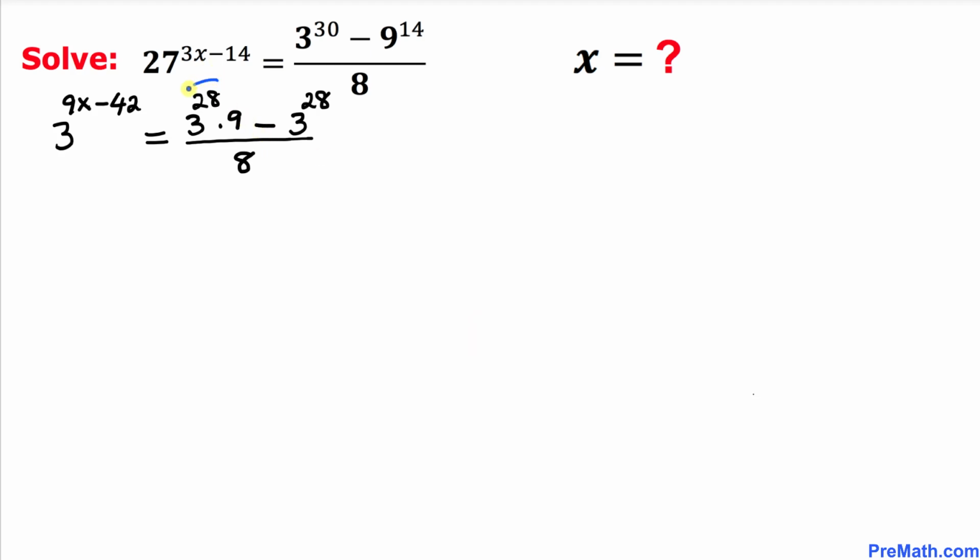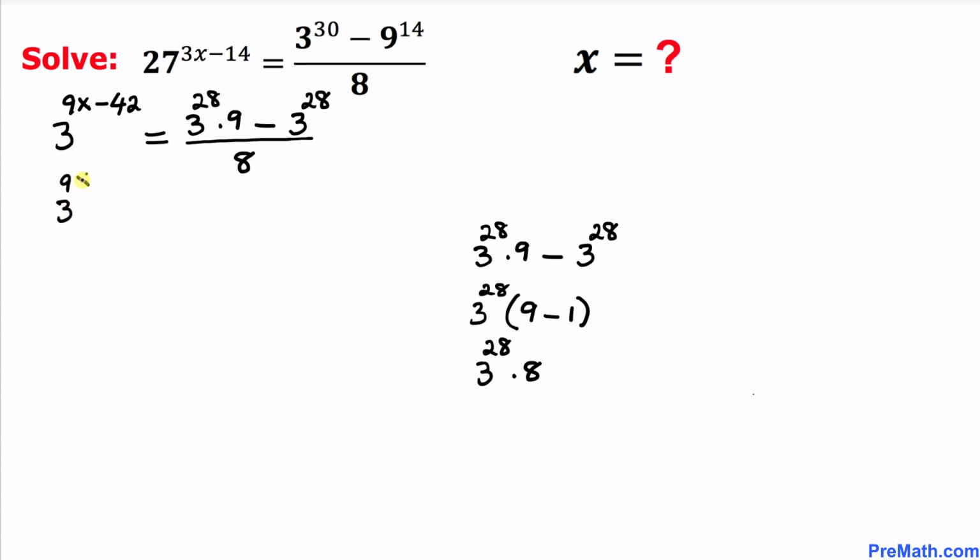And now in this next step, let's focus on this numerator part. Here I have copied it down, and as we can see, 3^28 is in common. So we can factor out 3^28, and inside the parentheses we're going to get 9 minus 1. This 9 minus 1 is the same as 8. So this simply becomes 3^28 times 8. So our equation is going to become 3^(9x - 42) equals, and in the numerator I am going to replace this whole thing by 3^28 times 8, divided by 8.